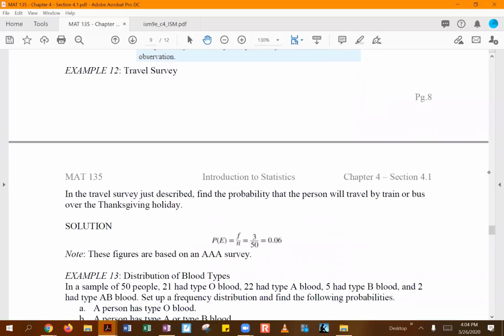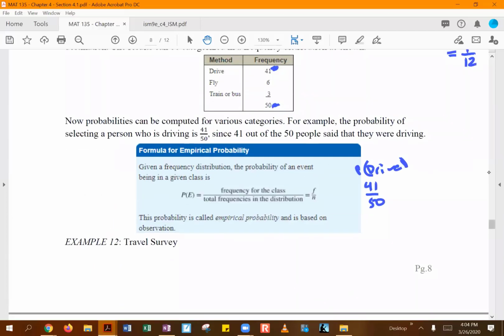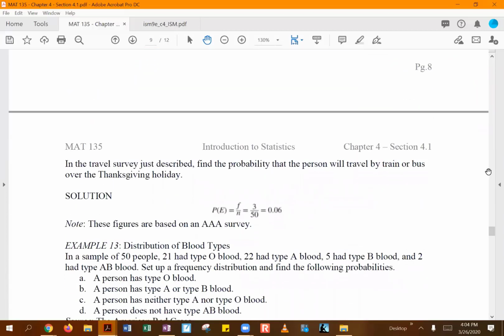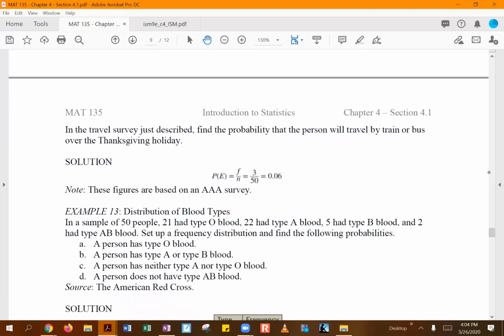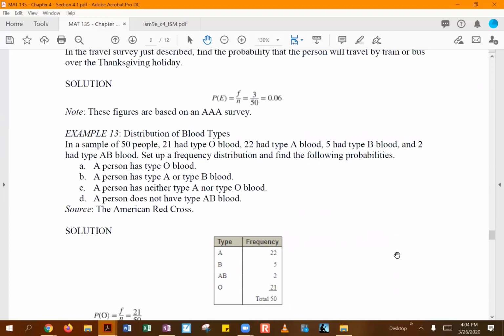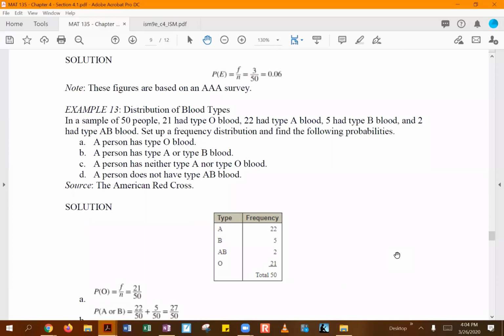So let's take a look at this example. In the travel survey just described, the one with Thanksgiving break, what's the probability that a person will travel by train or bus over the Thanksgiving break? We know 3 people out of 50 said they were going to travel by bus or train. So that's 3 out of 50, and as a decimal, that's about 0.06.